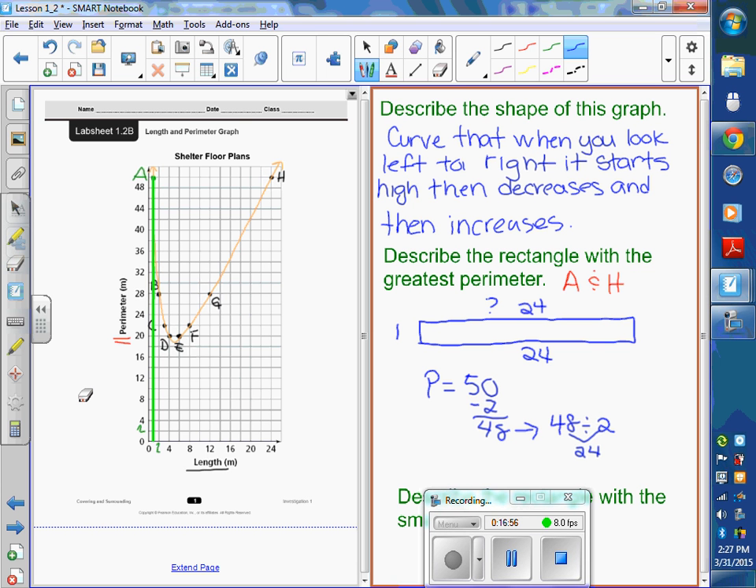We still haven't answered the question. We want to describe the rectangle. So when we look at that rectangle, how would we describe it? Long, right? Long and thin. Long and skinny.